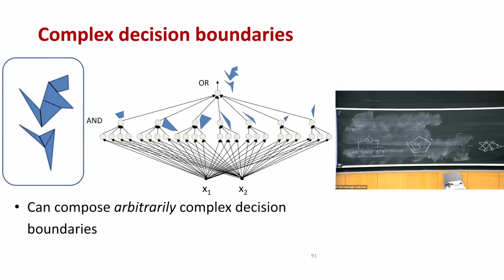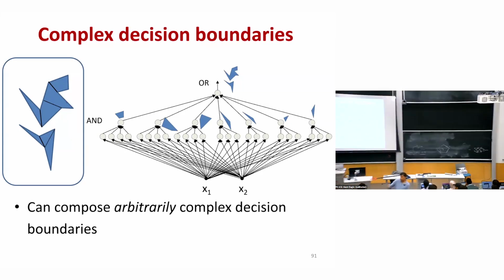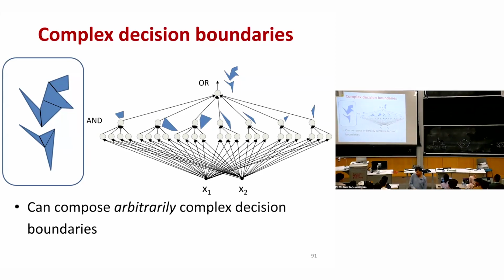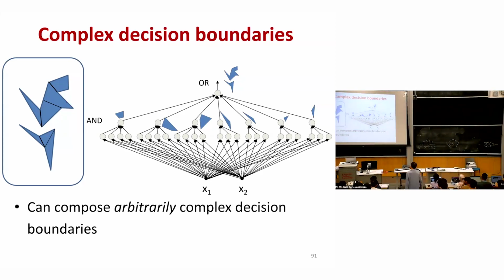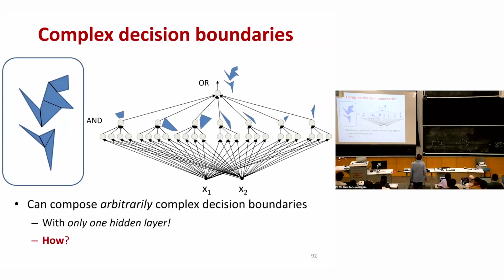And this requires at least 2 layers. If you want to simplify it, at least 2 hidden layers. If you want to simplify the structures, you're going to need more hidden layers. So my question is, can I compose this with only 1 hidden layer?